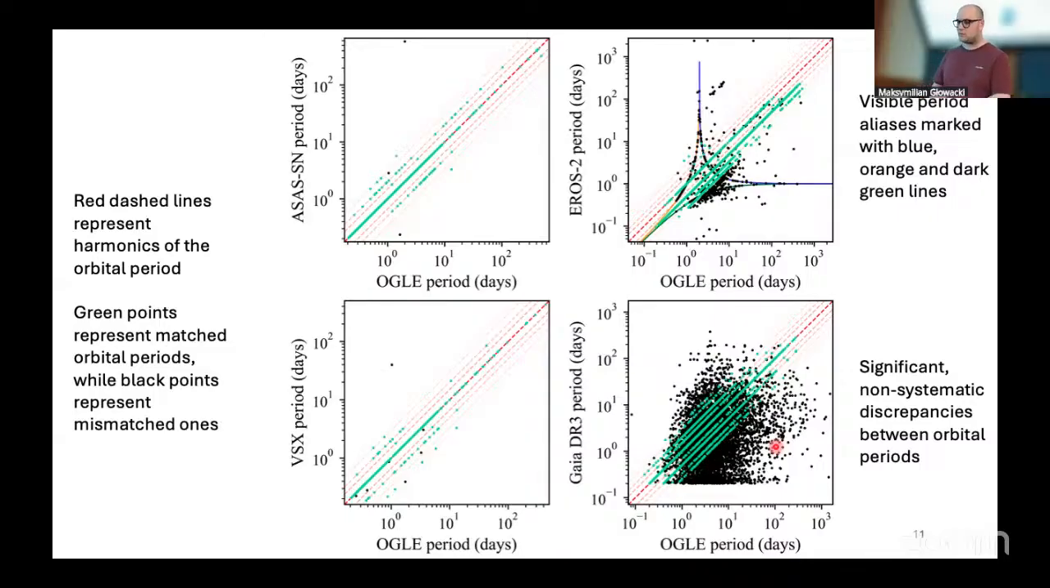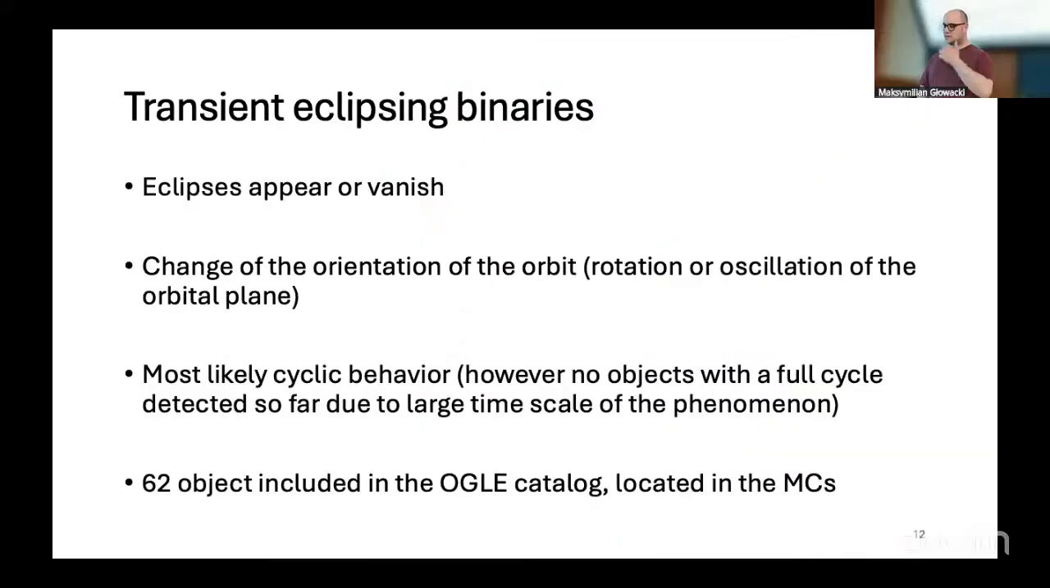Now I would like to present the most interesting objects from our new collection. I will start with transient eclipsing binaries. These are binary systems where the eclipses appear or vanish over a longer period of time. And this is most probably caused by rotation or oscillation of the orbital plane along the line that we observe the system.